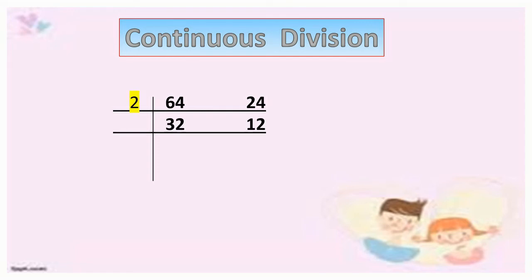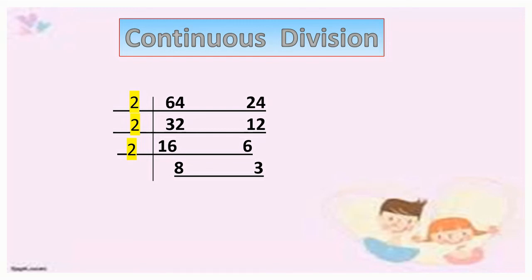So, 64 divided by 2 is 32. 24 divided by 2 is 12. Tapos, i-divide na naman natin si 32 and 12 by 2, para hindi tayo mahirapan. So, 32 divided by 2 is 16. Then, 12 divided by 2 is 6. Okay. So, ano na namang pwede divide natin kay 16 and 6? So, 2 na naman. 16 divided by 2 is 8, and 6 divided by 2 is 3.